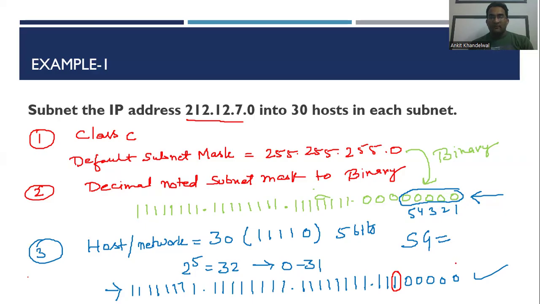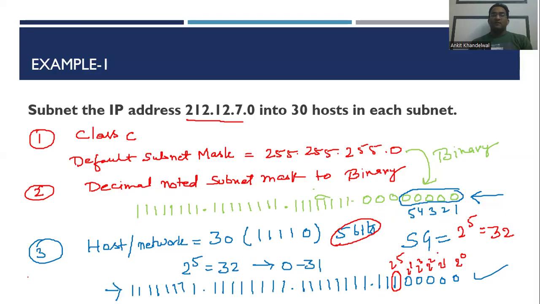We have to use 2 to the power 0, 2 to the power 1, 2 to the power 2, 2 to the power 3, 2 to the power 4, and 2 to the power 5. So the subnet generator is equal to 2 to the power 5, which equals 32. Now see what we have done. After writing the new mask value, how have we written it? By using these 5 bits from the back side, we have preserved these 5 bits and changed the rest of the bits to 1.